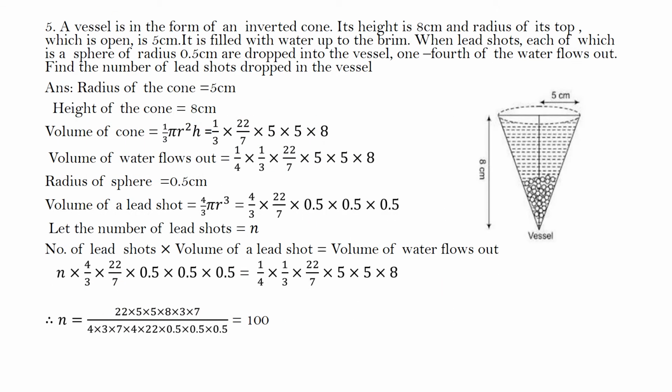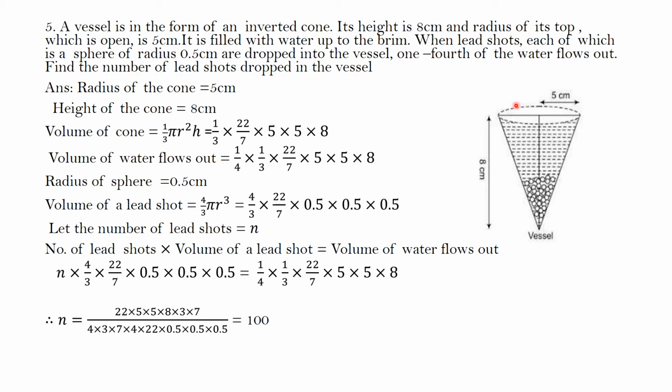Question number 5. A vessel is in the form of an inverted cone. Its height is 8 cm and radius of its top, which is open, is 5 cm. It is filled with water up to the brim. When lead shots, each of which is a sphere of radius 0.5 cm, are dropped into the vessel, 1/4 of the water flows out. Find the number of lead shots dropped in the vessel.